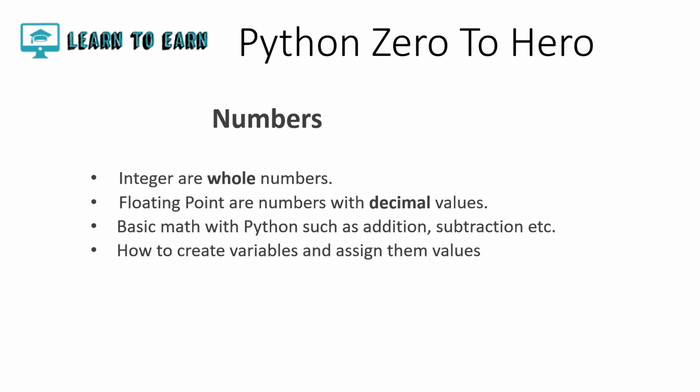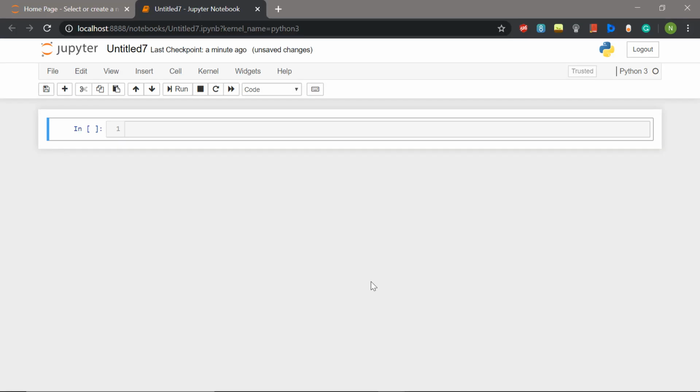In this lecture, we're going to be looking at types of numbers. There are many types of numbers in Python, but we're mainly going to focus on integers and floating point numbers. We're going to look at basic maths with Python, such as addition, subtraction, multiplication, and much more. We will also look at how to create variables and assign them values. So let's open up Jupyter Notebook and get right into it.